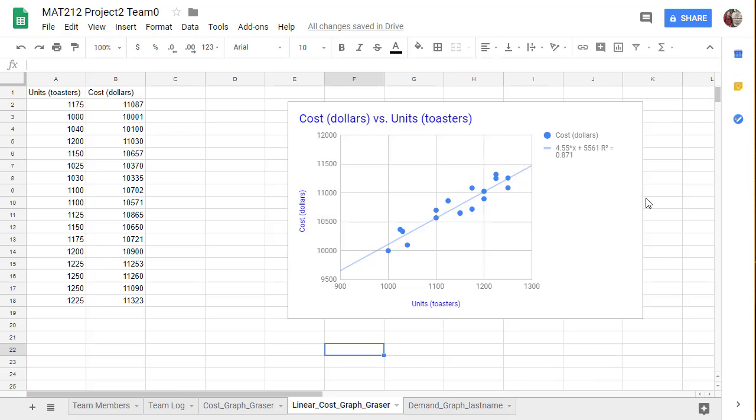And now I'm going to shut that, and what you're going to see is there's my line on there. The equation of it is y equals 4.55x plus 5,561, and the r squared value is 0.871. So that's a fairly good fit. So to do a linear one, it's pretty simple. Now let me go ahead and take the demand graph, and on that one I'm going to do a quadratic fit. So I'm going to go ahead and make a duplicate.